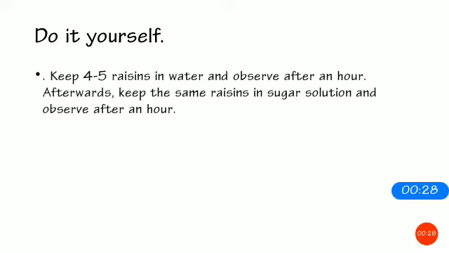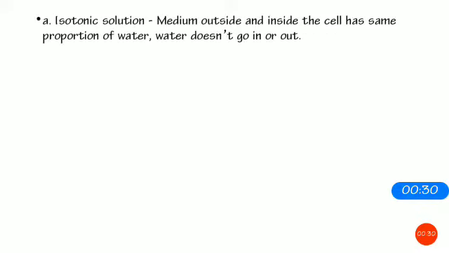So today we are going to learn about what is isotonic solution. I have given you this activity to do, and let us talk about what is isotonic solution, what is hypotonic solution, and what is hypertonic solution. So in an isotonic solution, let's again revise, the medium outside and inside of the cell has the same proportion of water, and water does not go in or out. So there is no movement of water when a cell is kept in the isotonic solution. All right.